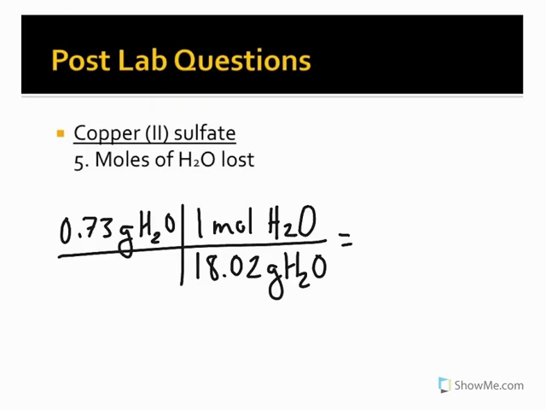We then convert those grams of water to moles of water using the periodic table once again, only this time the mass of water, which is 18.02 grams, and then we find the number of moles of water. And in this case, I have 0.041 moles of water.